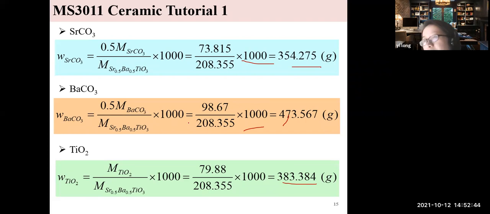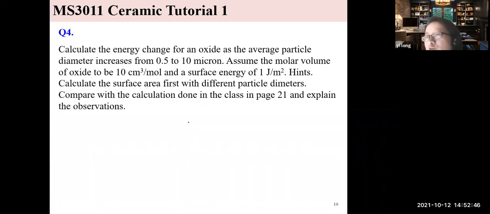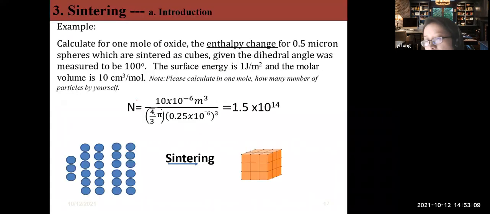Now we move to question 4. Calculate the energy change for the oxide as the average particle size grows. So now we have a small one, then it becomes a bigger one. Assume the molar volume of the oxide is this, and the surface energy is this. So how can we do it? Let's quickly review what we learned in class, which is the page 21 case.